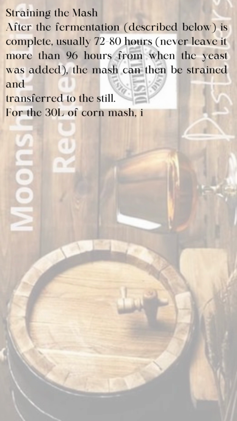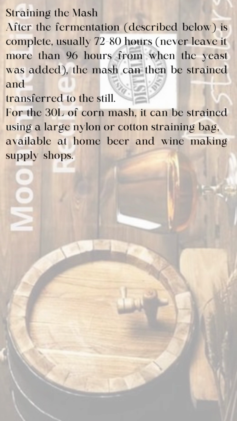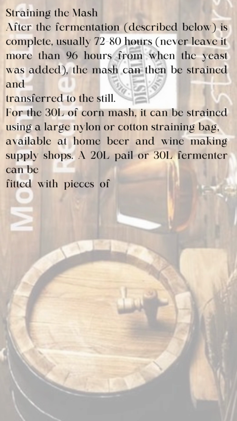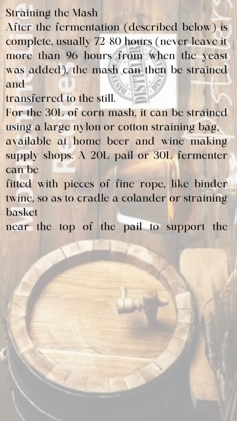For the 30L of corn mash, it can be strained using a large nylon or cotton straining bag, available at home beer and wine-making supply shops. A 20L pail or 30L fermenter can be fitted with pieces of fine rope, like binder twine, so as to cradle a colander or straining basket near the top of the pail to support the straining bag.